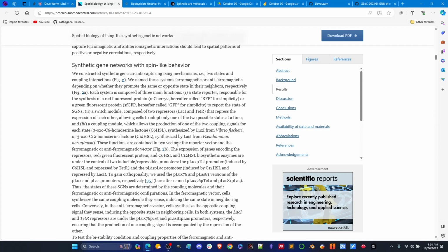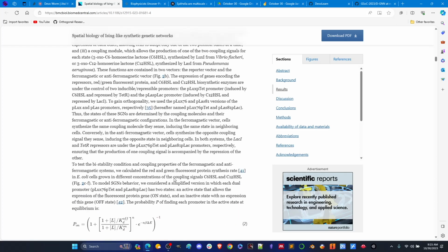And then they put these packages into two vectors, a reporter vector and the ferromagnetic or antiferromagnetic vector. So that's the way they do this. So basically this one is determining the state and this one is determining the reporter. So they have to put in the reporter and then they have to put in the gene network or the circuit. So yeah, this is a pretty cool paper.